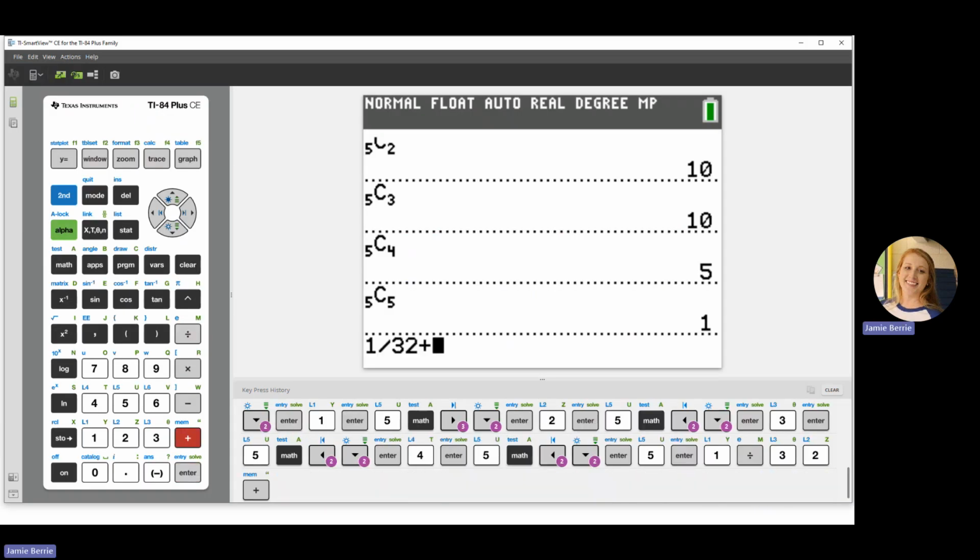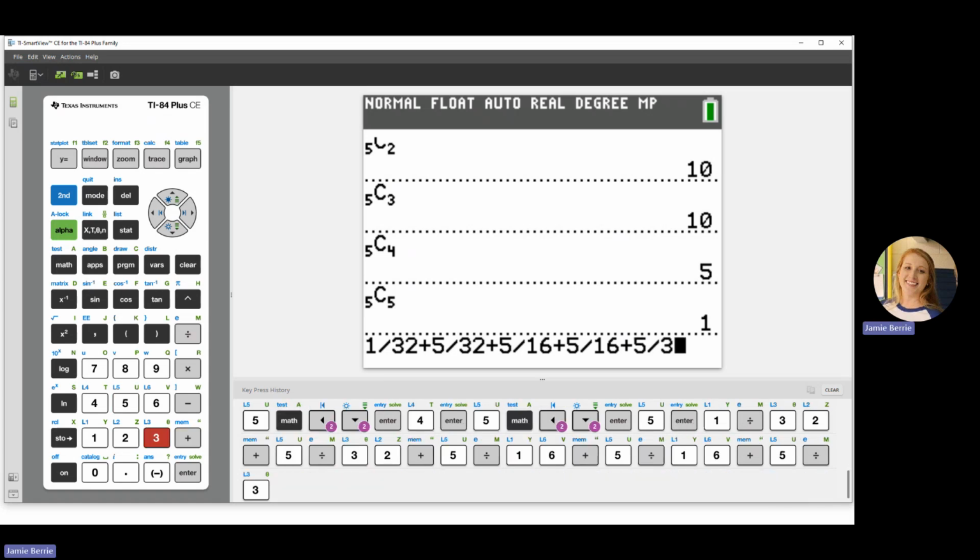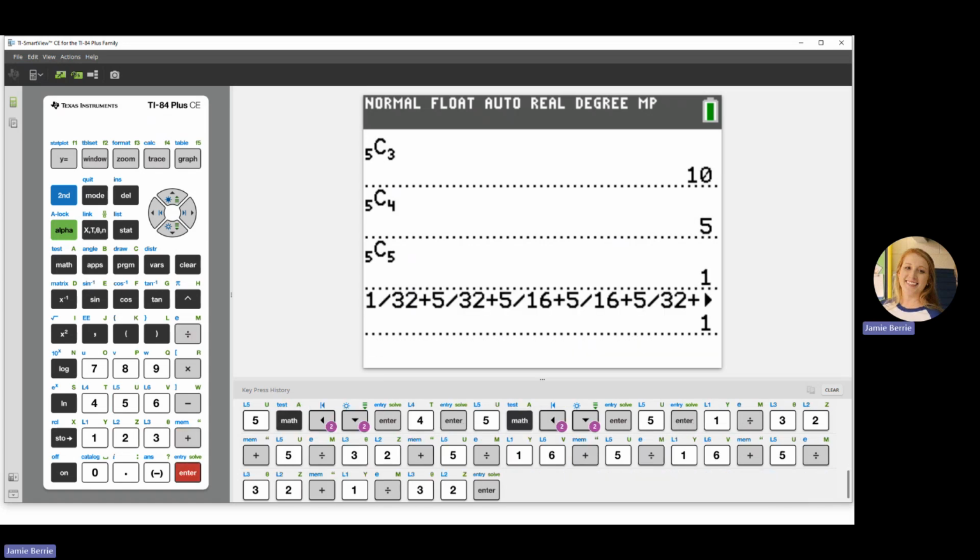1 out of 32 plus 5 out of 32 plus 5 out of 16 plus 5 out of 16 plus 5 out of 32 plus 1 out of 32. Perfect. They all add to 1.